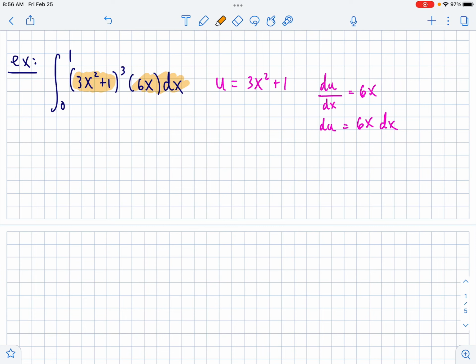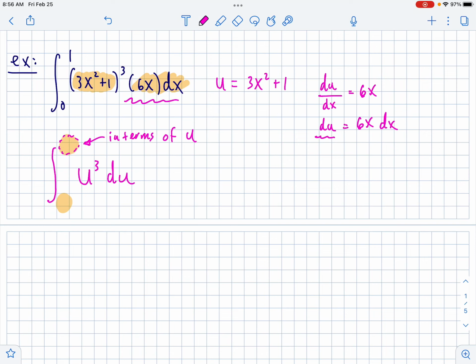Now, here's the problem. If I go to swap everything out, we're going to do u cubed du, because all of this is du. But this number and this number can no longer be 0 and 1, because these need to be in terms of our new u.